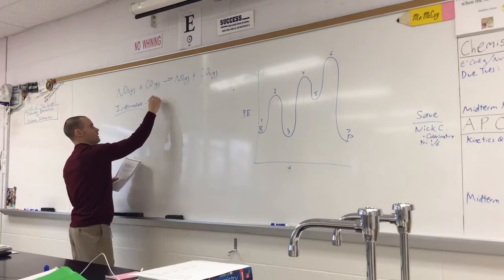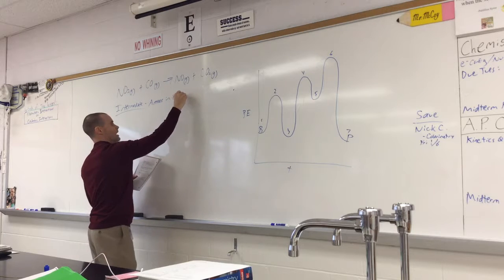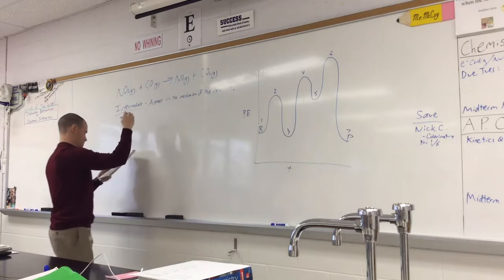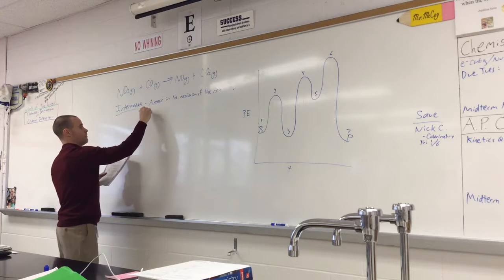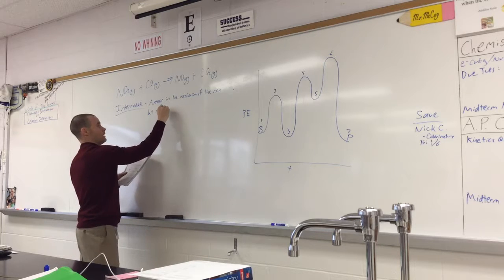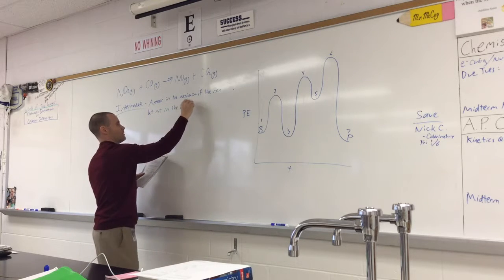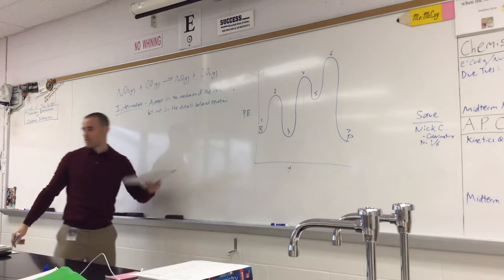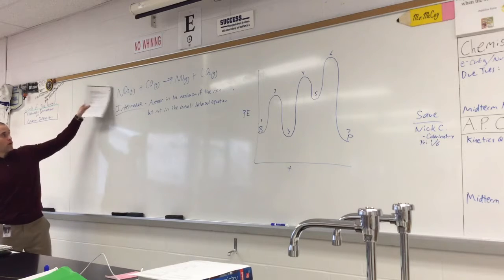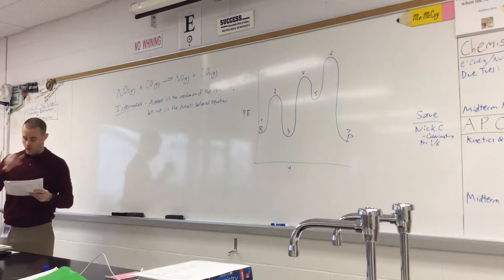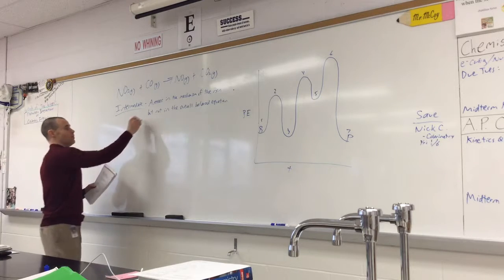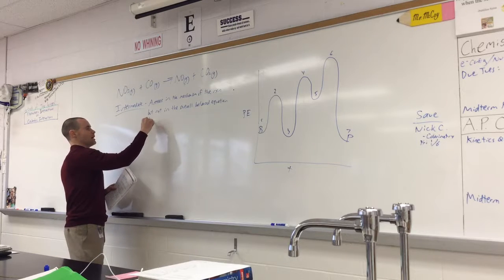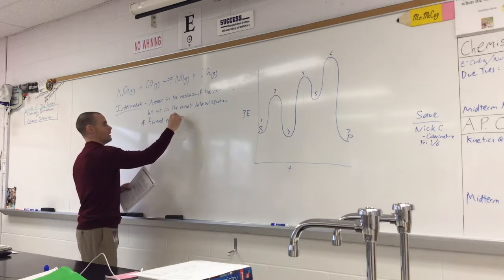An intermediate appears in the mechanism of the reaction, but not in the overall balanced equation. So there's an intermediate that is not present in the overall reaction. I didn't write it on the board. There is an intermediate that is formed. The way a lot of books and teachers teach it, we say it's formed early, consumed later. Formed early and consumed later.